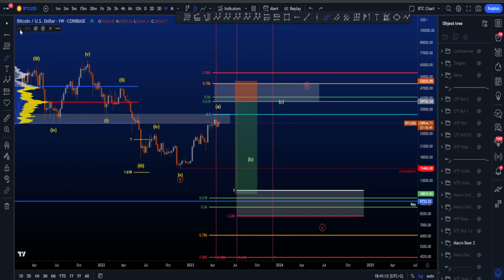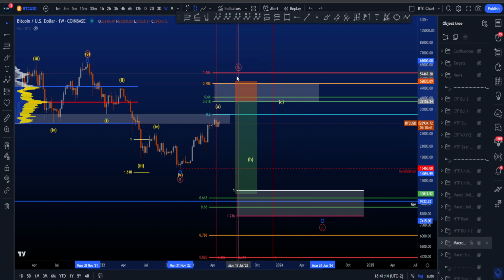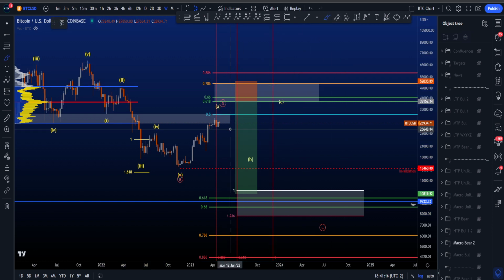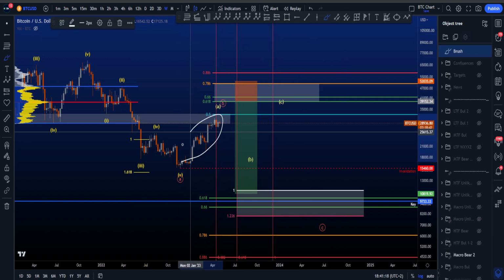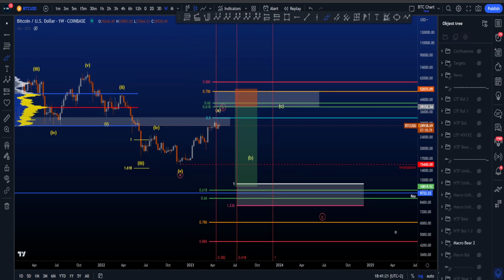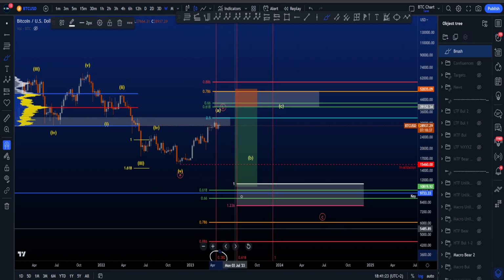Now from a time perspective, this wave B might soon already be in. Why? Well, if we look at the weekly candles, right, we're on the weekly time frame, and we have a look at the fib time, the 0.382 that you see at the bottom.